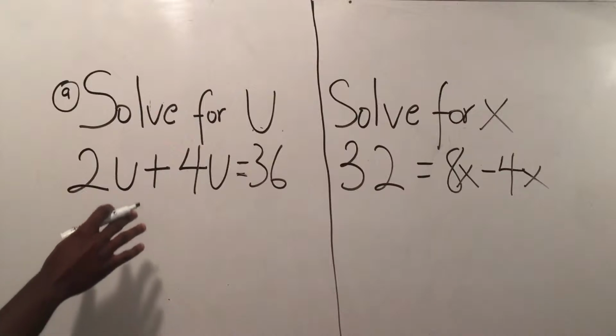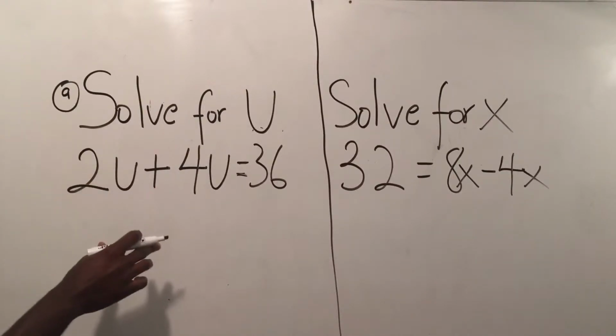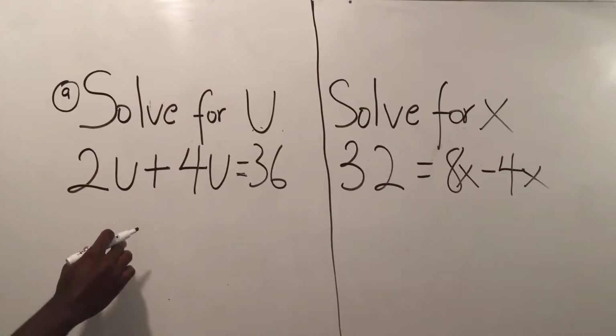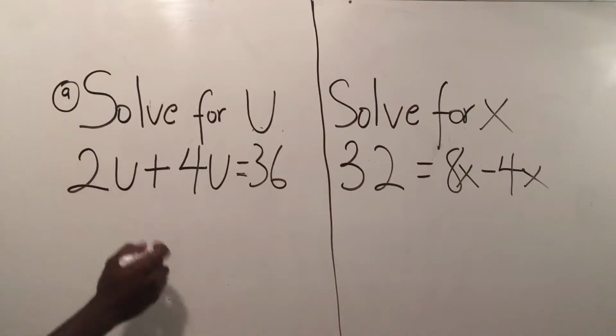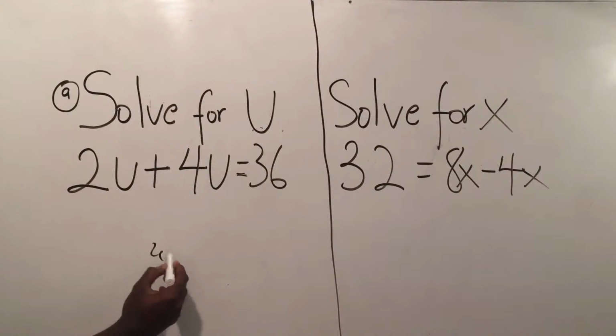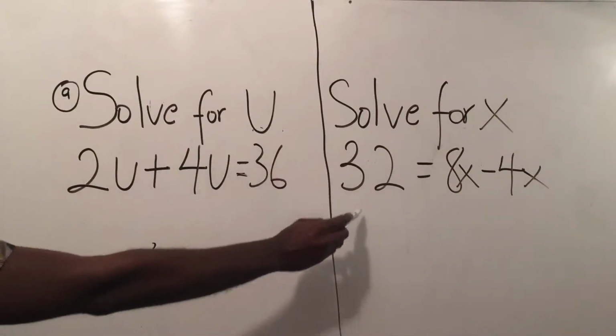So now, once you're able to find that variable, your goal is to have that variable by itself. So at the end of the day, you want to have u equals. At the end of the day, on this side, you want to have x equals.